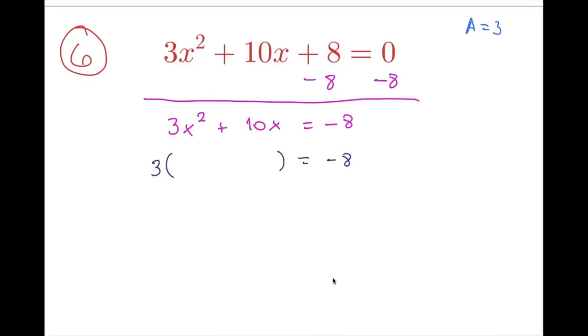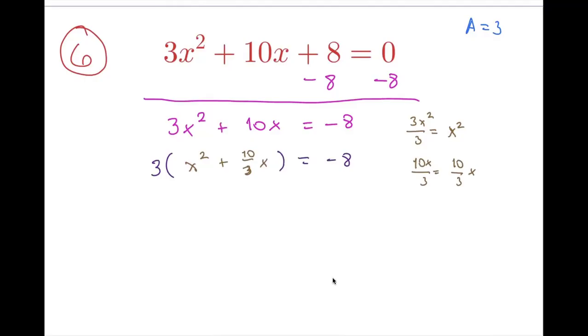So once again, we'll do some side work. We have 3x squared. We have to divide that by 3, and that's going to be equal to just x squared. So we put x squared in the beginning of that parentheses. And then we have 10x over 3, which does not simplify any further. So it's just 10 over 3x. Okay, so we're going to write plus 10 over 3x. All right, this is going to be interesting. All right, so now we have factored out the a.